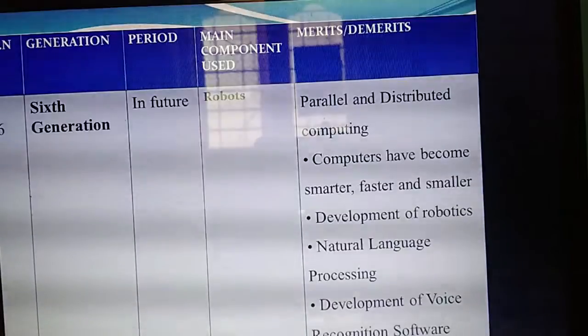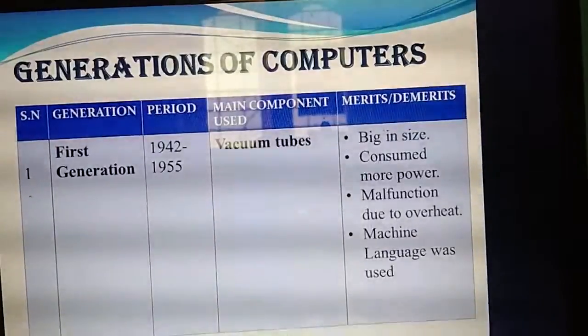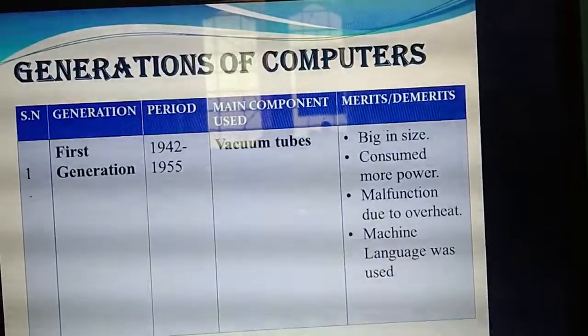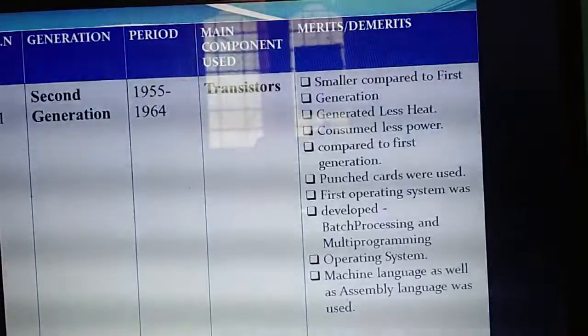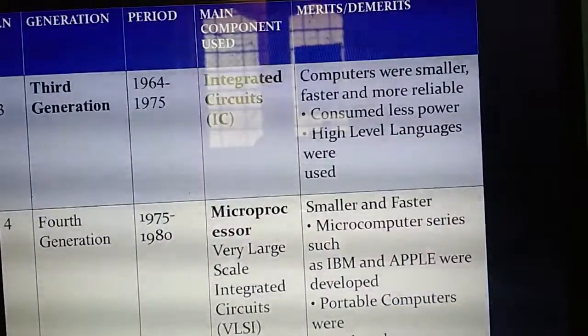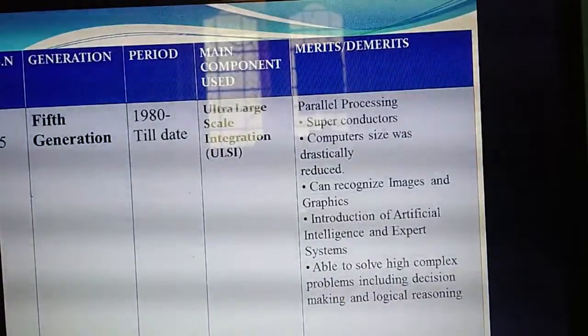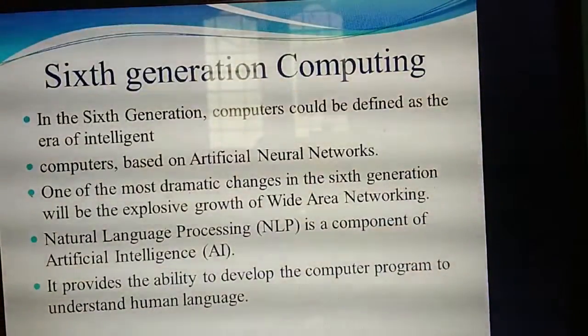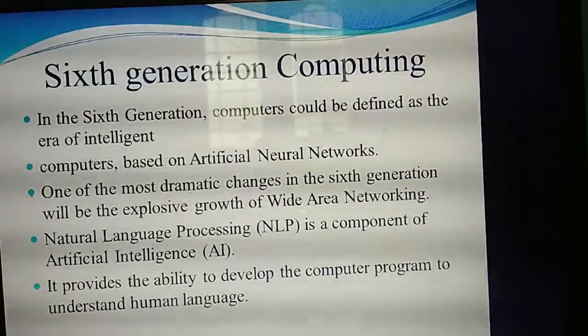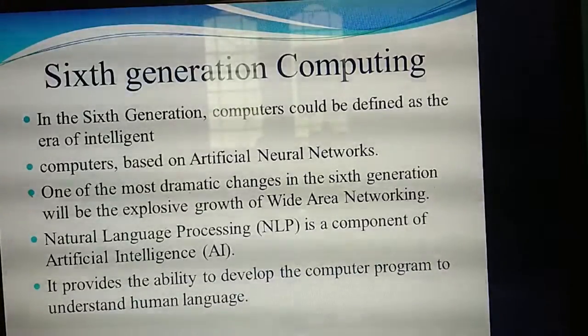Understand? So once again I am explaining. This is a very important question: generations of computers. We have studied 5 generations. First generation vacuum tubes, second generation transistors, third generation integrated circuits, fourth generation microprocessors, fifth generation ULSI, and sixth generation robots. Very important question. After completing this session, you need to study immediately. Study as well as write and see. Then only you can memorize.